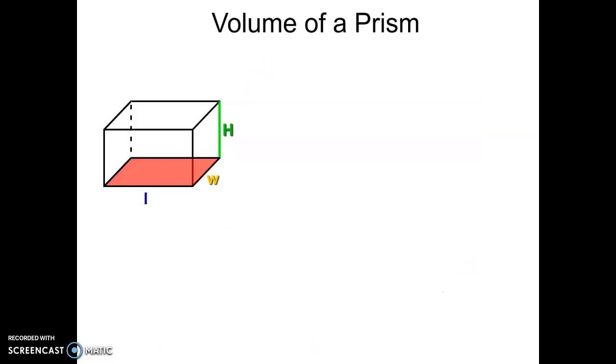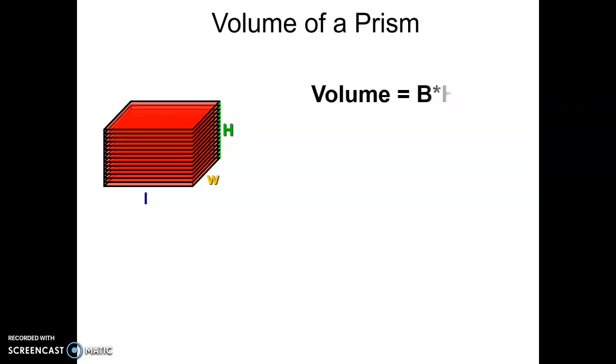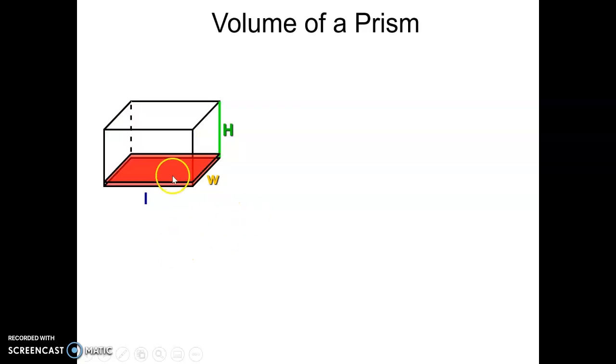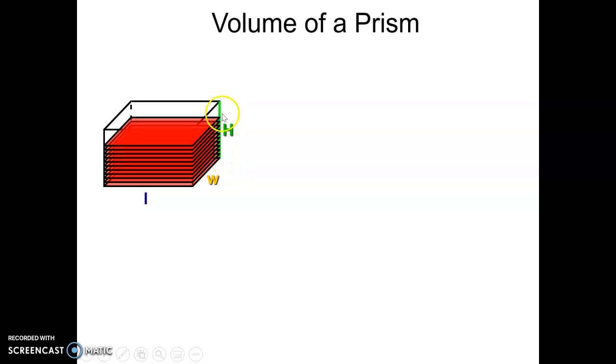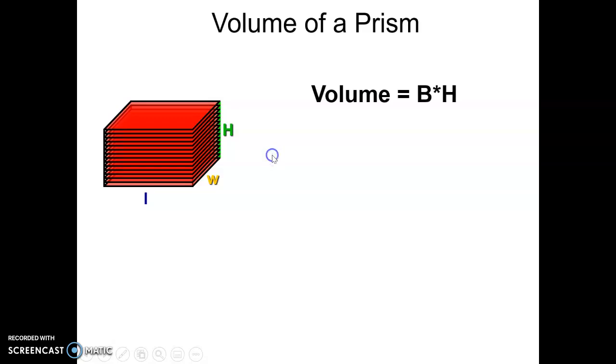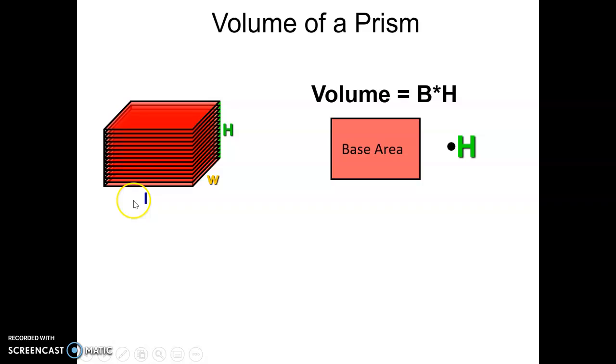So volume of a prism. Volume of a prism is found by, check this out, stacking bases, right? You find the area of the base and then you just stack them up. That's the volume. So if you can find the base area and multiply by the height, because the height represents how many layers you have, then you will find the volume. So volume is base area times height. Big B represents the area of the whole base times the height of the prism.